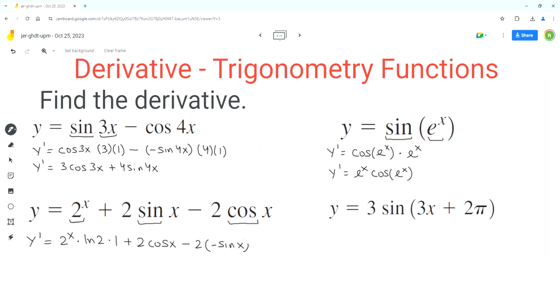Now we can simplify this expression. So in the first part, ln 2 times 1 is just ln 2. So we get the second term stays the same. And in the third term, negative 2 times negative sine x will become positive 2 sine x. So this should be the final answer for the derivative of this third function.